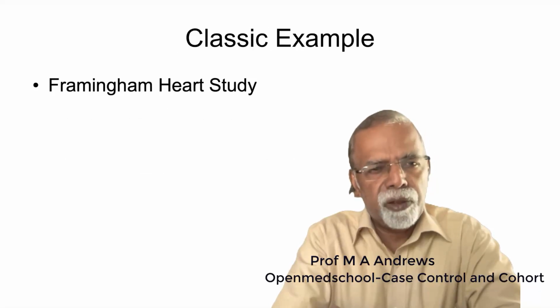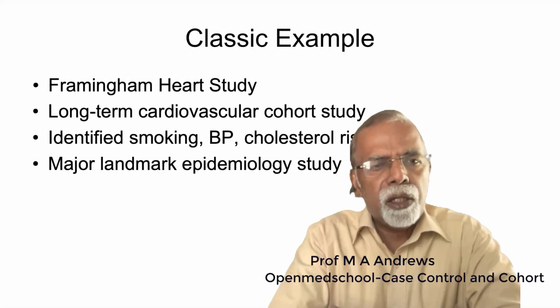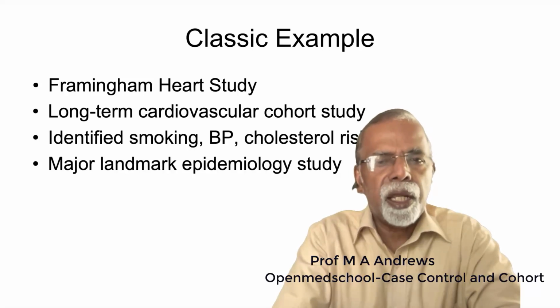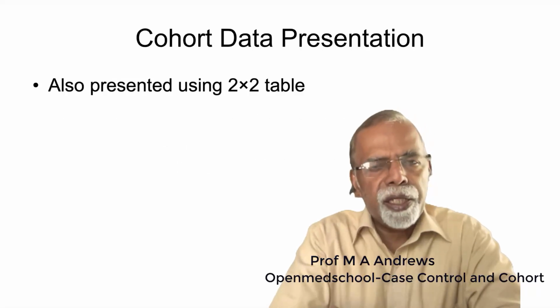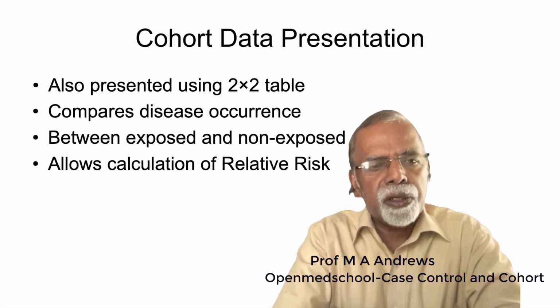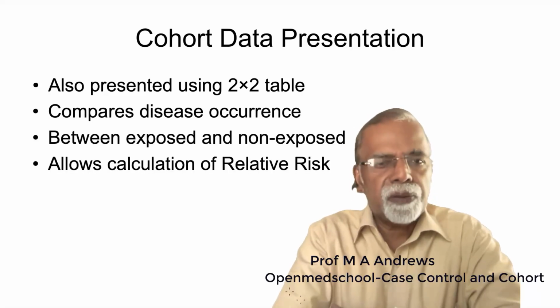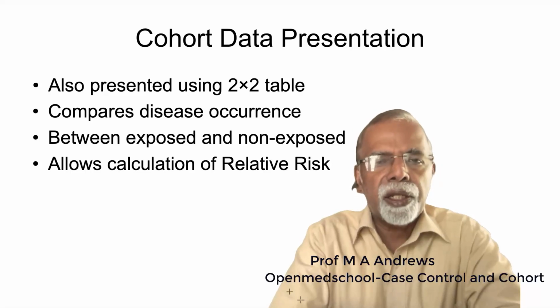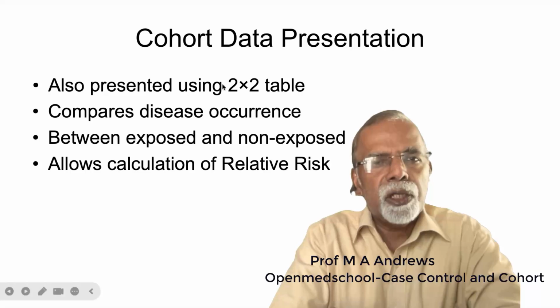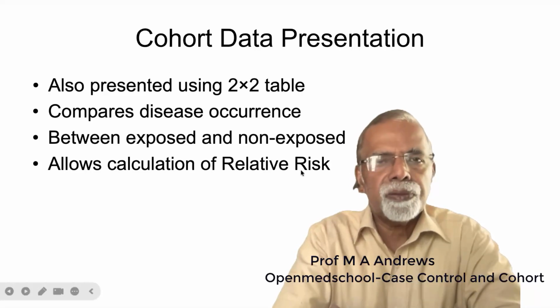Classic example is the Framingham heart study. It's a long-term cardiovascular cohort study. Smoking, blood pressure and cholesterol risk, and the cardiovascular endpoints. It is a major landmark epidemiological study. Again, the data is presented as a 2x2 table. You compare disease occurrence between exposed and non-exposed. And here you calculate the relative risk. So remember, easy to remember, cohort, there is R in cohort, it is relative risk.